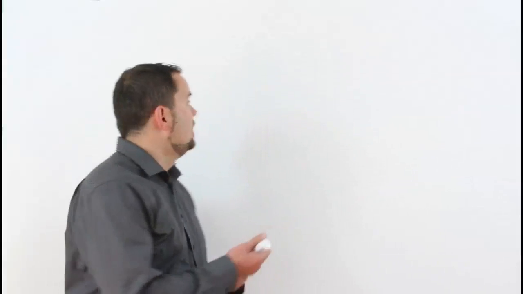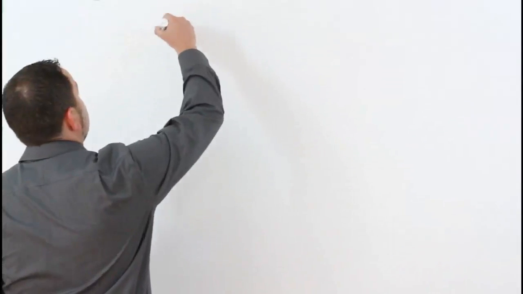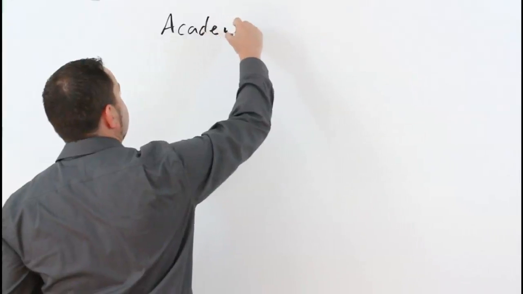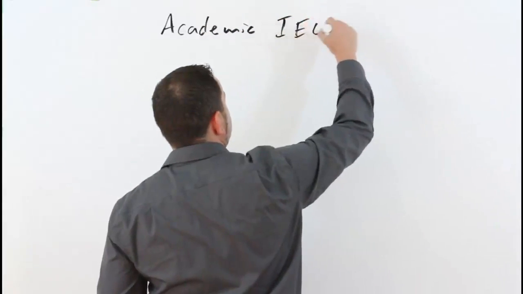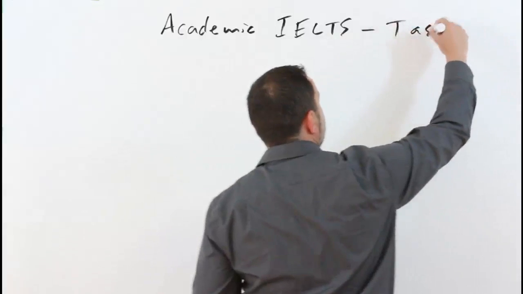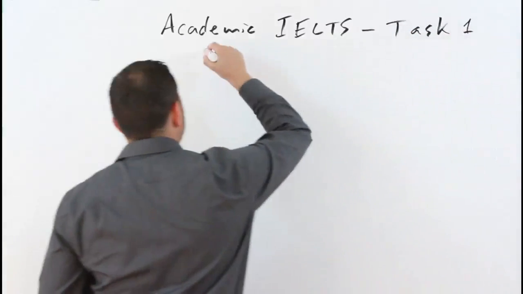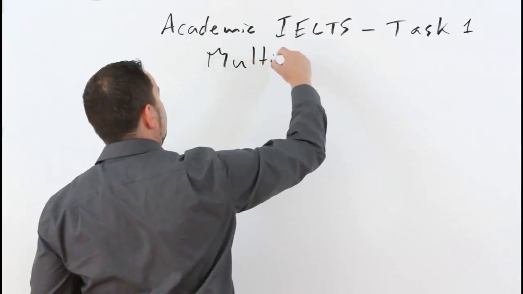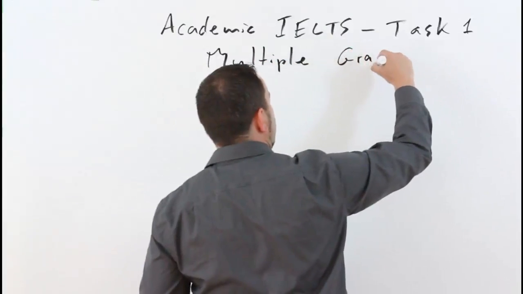Okay, so the first part that I'd like to talk to you about is just some simple instruction strategies and tips that you should practice at home and also during the exam to help improve your score. So again, this is IELTS academic IELTS Task 1, multiple graphs.